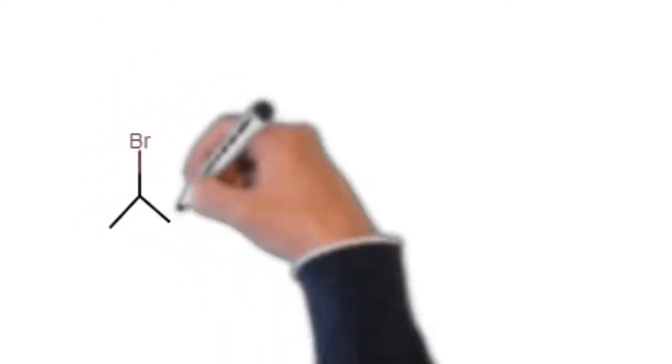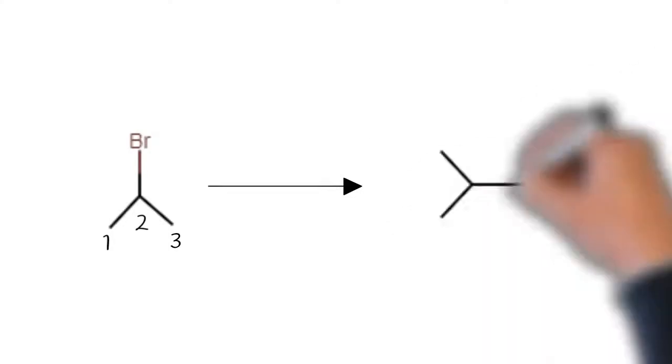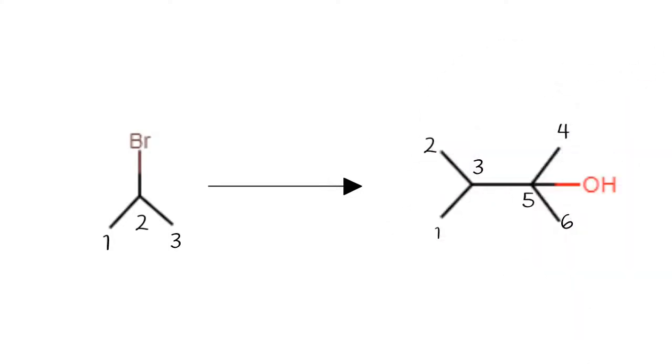So let's start by counting our carbons. In the reactant, we have 3 carbons. In the product, we have 6. This is good. This lets us know that we only need 2 of the reactants to get the adequate number of carbons.